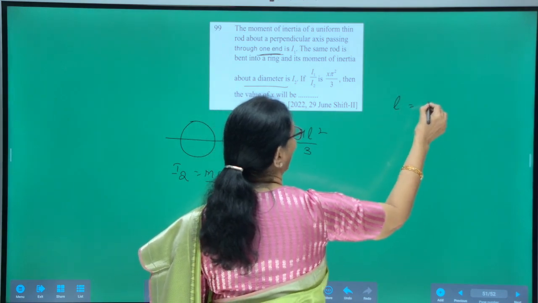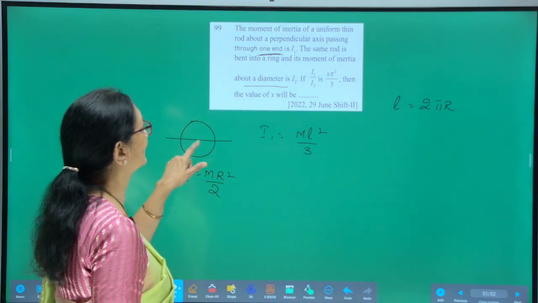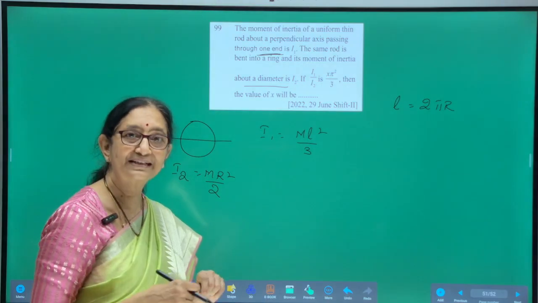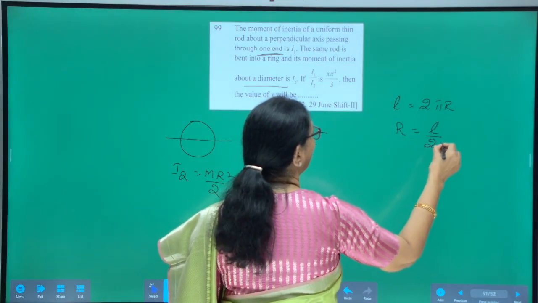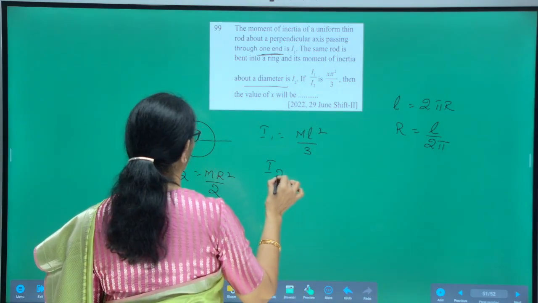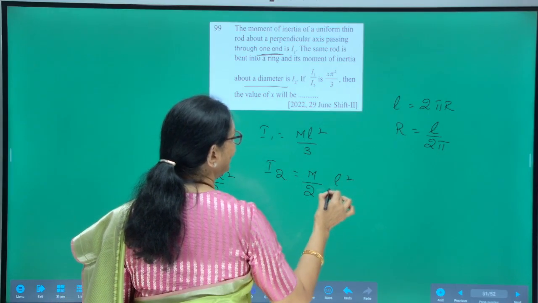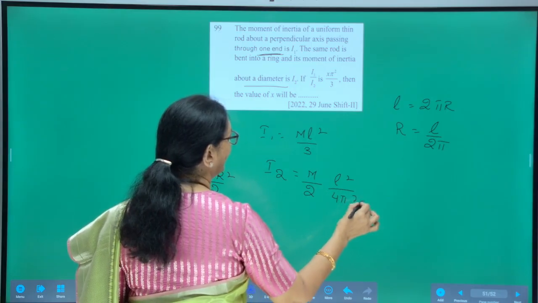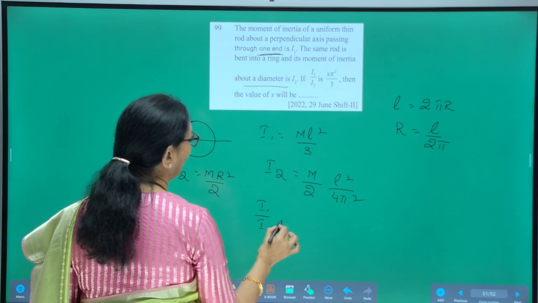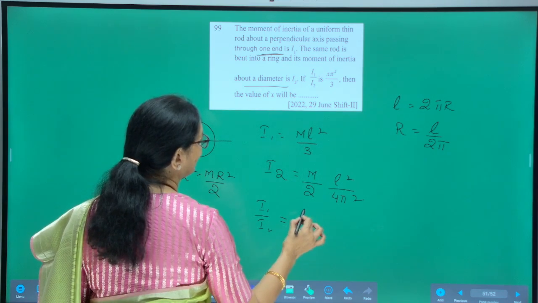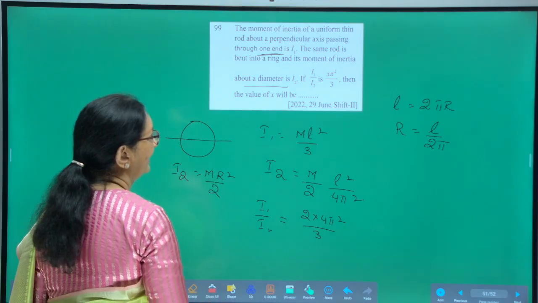That rod is bent into the form of a ring. So, L is equal to 2 pi r, because the length of the rod becomes equal to the circumference of the ring, because the same rod is bent into the form of a ring, from which r is equal to L by 2 pi. So, I2 is equal to mr square by 2, so m by 2, r square is L square by 2 pi whole square, L square by 4 pi square. So, I1 by I2, ml square gets cancelled. So, 2 into 4 pi square by 3.